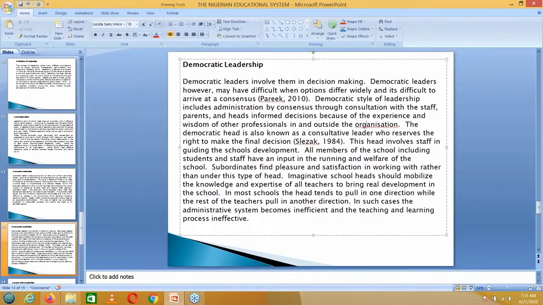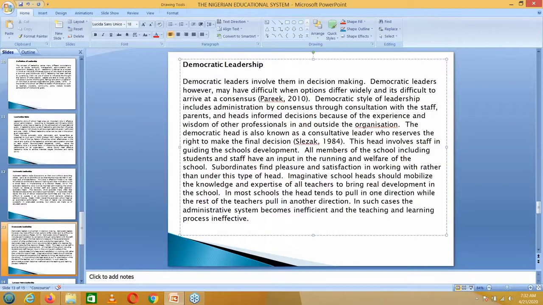In most schools, the head tends to pull in one direction, while the rest of the teachers pull in another direction. In such cases, the administrative system becomes inefficient and the teaching and learning process ineffective. This is one of the disadvantages of democratic leadership.